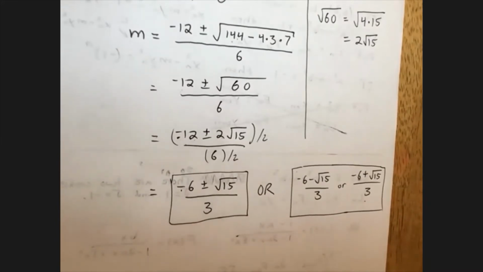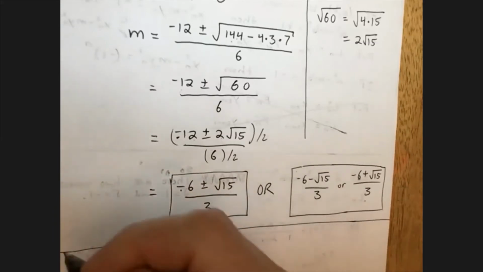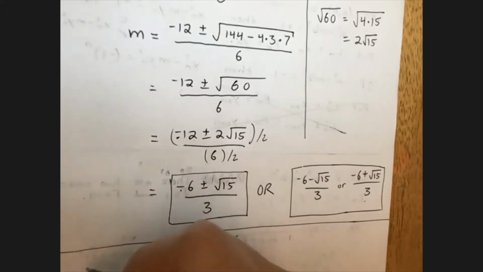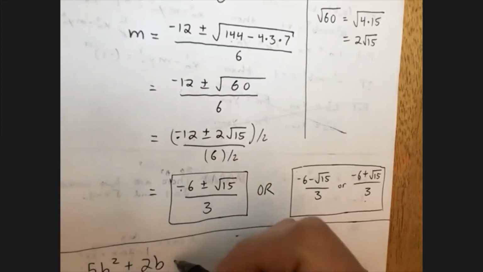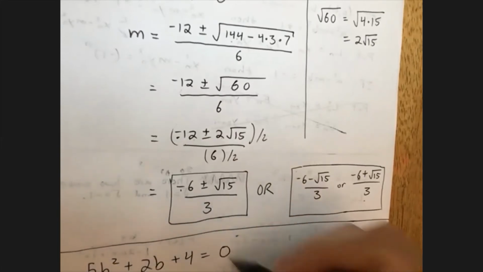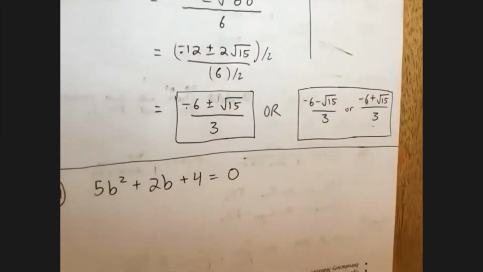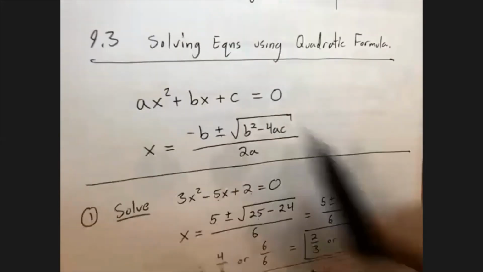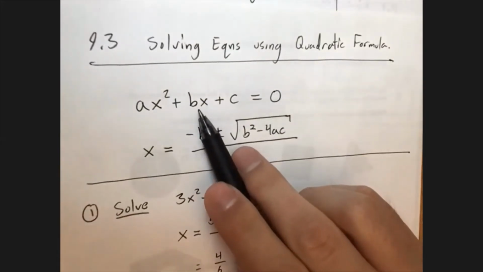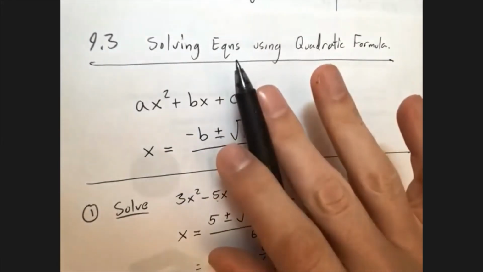All right. Let's look at a couple more, and then we'll move on to the application problems. This one is 5b squared plus 2b plus 4 equals 0. Now this one's going to be a little bit confusing to talk about because it's got the letter b as a variable, even though we were using the letter b to denote the coefficient in front of the variable. So it might be a little bit confusing here. We have to keep those straight.